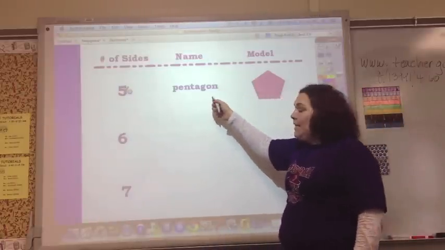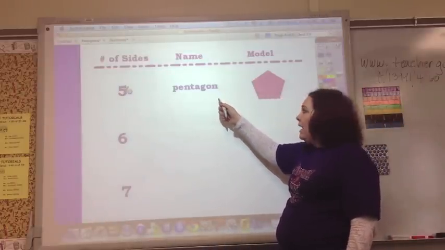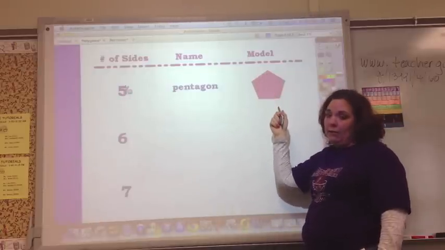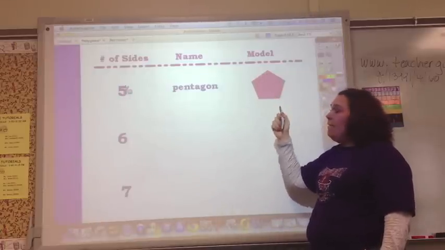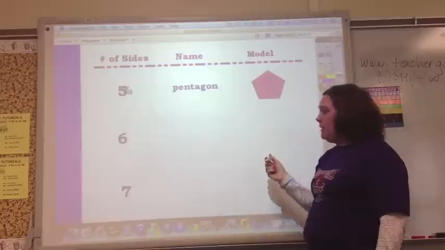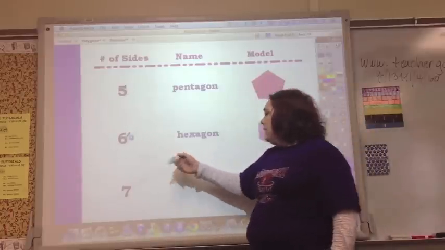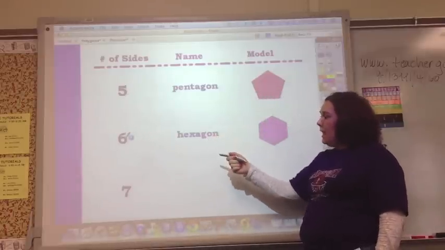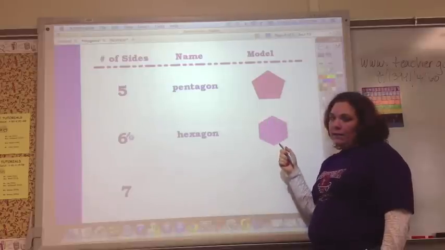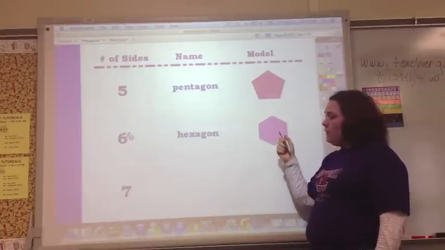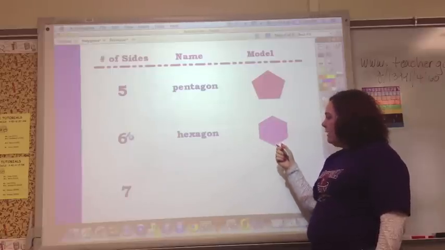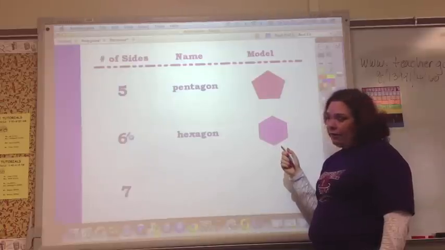5 sides is a pentagon. Penta means 5. And this is a regular pentagon because all the sides are equal. But you could have a 5-sided figure that didn't have equal sides. It's still called a pentagon. And the same is true of a hexagon, 6 sides. This is a regular hexagon that has equal sides. And even if it didn't have equal sides, but it had 6 sides, it would still be a hexagon. But because they're equal, it's called regular.